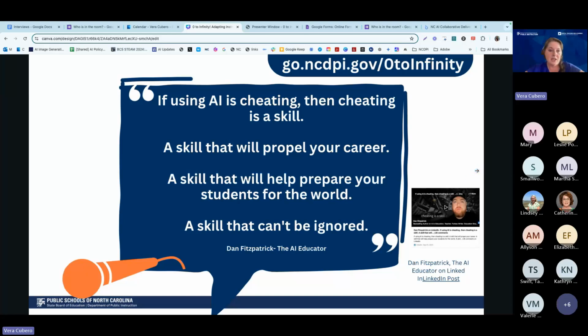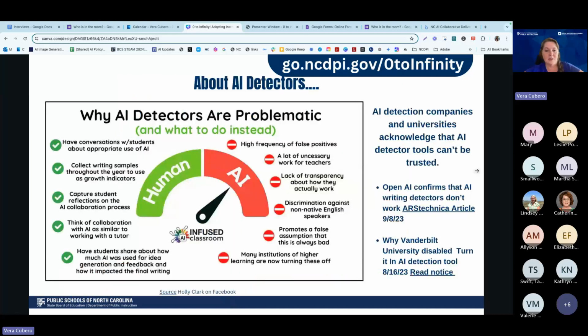And so we need to shift that mindset in the classroom also, away from this dichotomy of using AI is always bad, and if they use AI, they cheated, because that's not a real world scenario in the world that we live in now and that they'll live in.